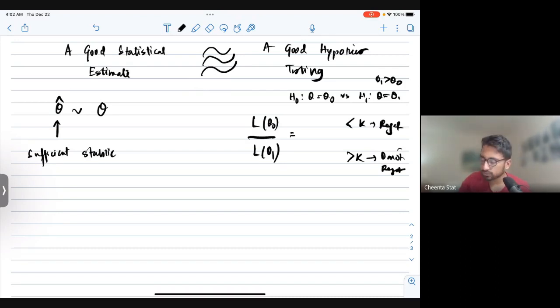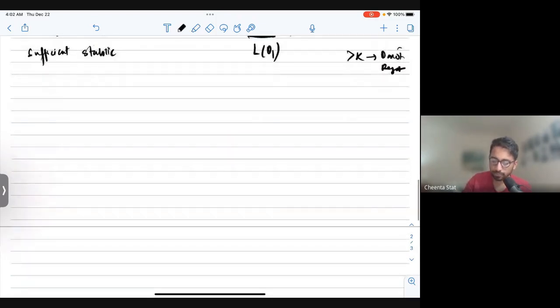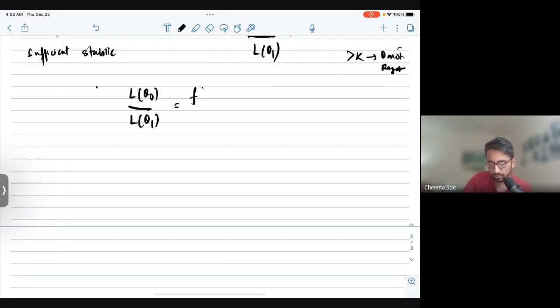So let's not focus on the right hand side. That's a part of the testing, a good test. This is the UMP test. So in some sense, it's a good test, and also a good estimate because it's a sufficient statistic. Now, the interesting aspect is that if you do L theta naught by L theta 1, this will become a function of the sufficient statistic, theta hat.